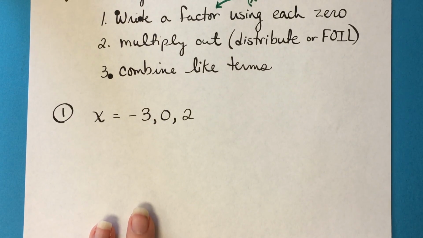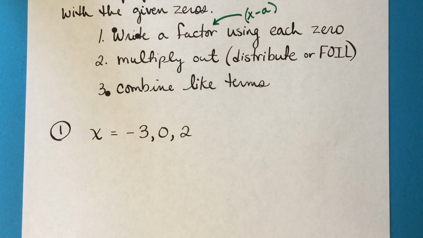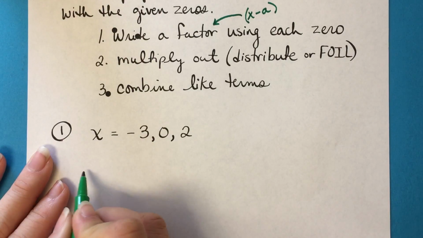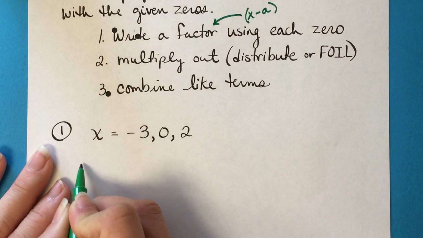So here's my first example. So step 1 is to write a factor using each one. Okay, so I'm going to call my polynomial f of x.